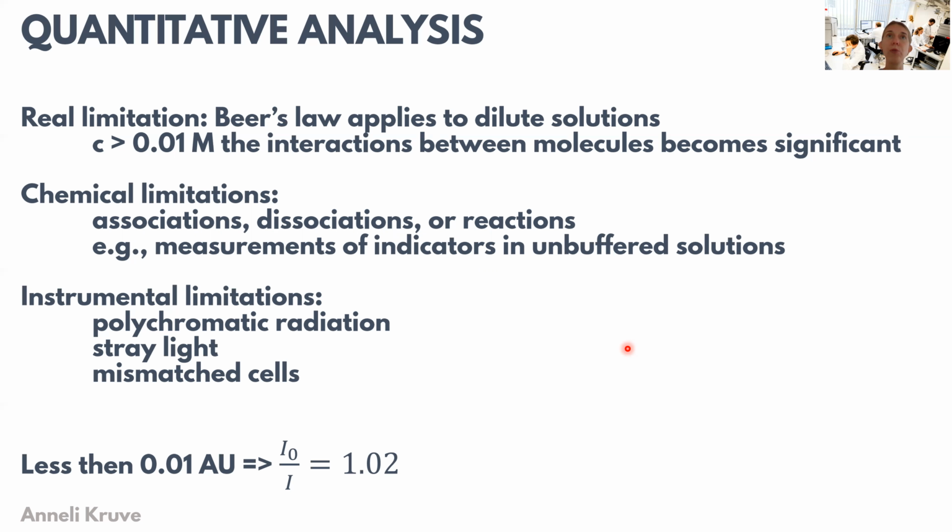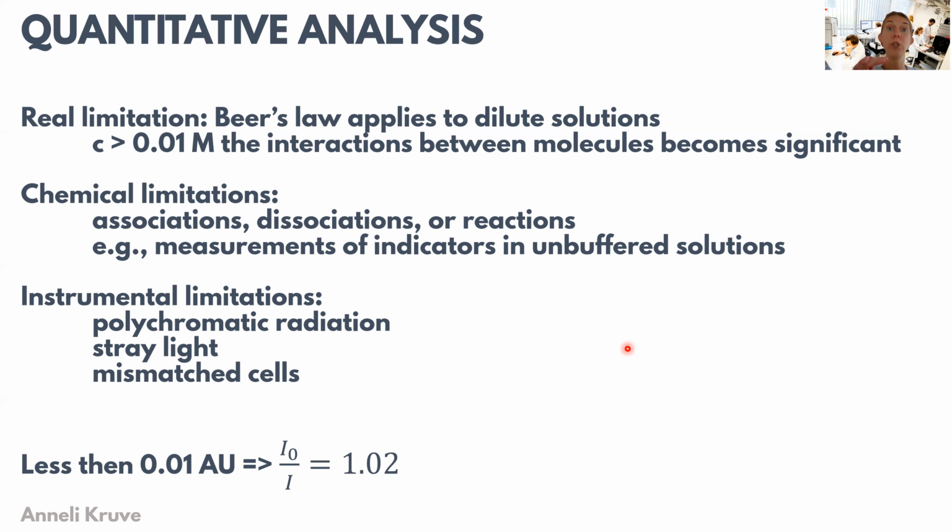So when we talk about real limitations, this comes from the fact that Beer's law is meant to apply only for diluted solutions. This means that it applies for molecules which are not influencing each other. So the molecules are so far from each other, swimming in the solution, that they are not influencing each other as electronic clouds, and therefore the way they absorb.